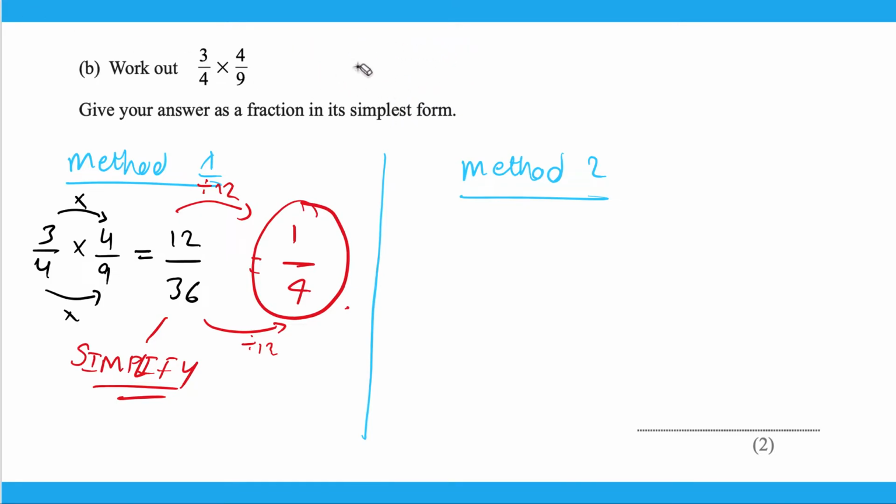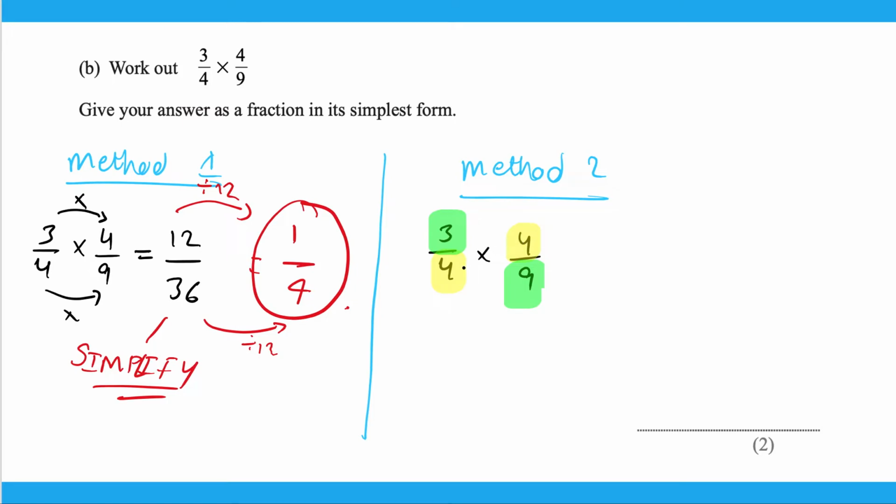So let's just get rid of that, and this is the more efficient method of multiplying fractions. Same question, we have 3/4 multiplied by 4/9. But in this case you need to look at the opposite numbers. Okay, so we have 4 and 4 and we have 3 and 3. You need to look at which numbers can be simplified.